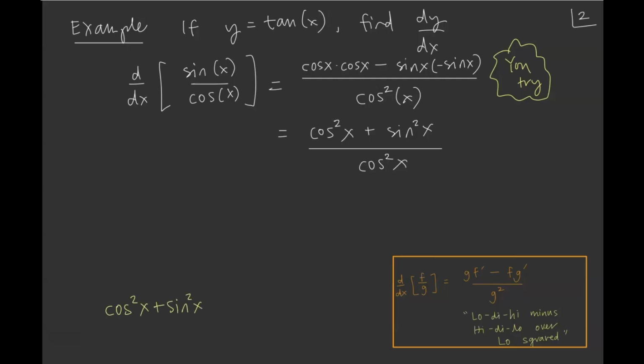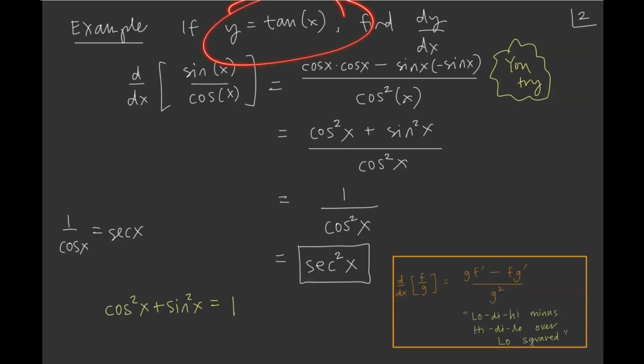This is one of the most fundamental trig identities. Cosine squared x plus sine squared x, you probably remember what this is. It's 1. So that's fantastic because the numerator now just turns into 1. This is 1 over cosine squared x, and we don't leave it like that because 1 over cosine x is just secant x. And so 1 over cosine squared x is secant squared x.